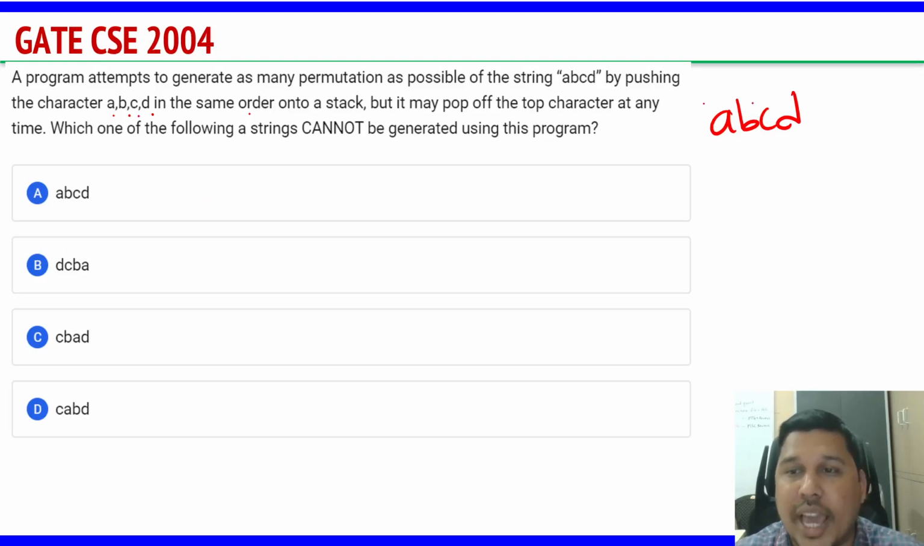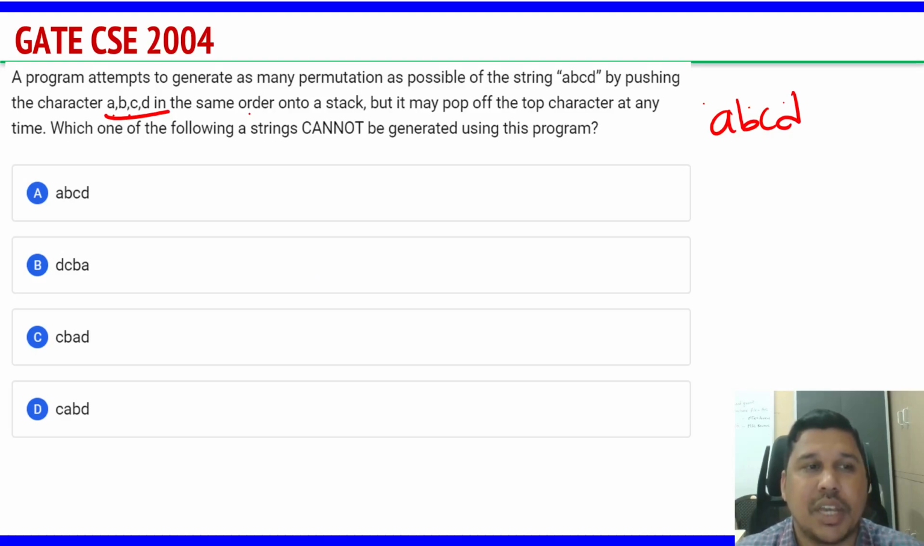So you have 4 characters ABCD, you are pushing those characters onto the stack. But sometimes you can pop it out also. Insert 1, pop it, insert 1, pop it, insert 2 and pop 1. Like this you can do any permutations, right? Which among these four are not possible in that pattern? Inserting them in the same order as ABCD and popping it out. So which one cannot happen among these 4 is the question.